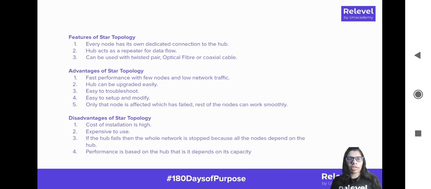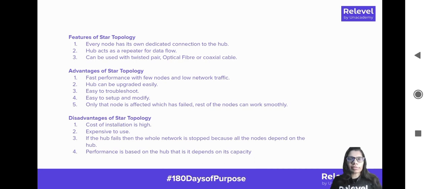The rest of the nodes can work smoothly here, as the nodes are not dependent upon each other. That's why if one node is affected and fails, the rest of the nodes can still work smoothly, and it won't affect the others' performance.